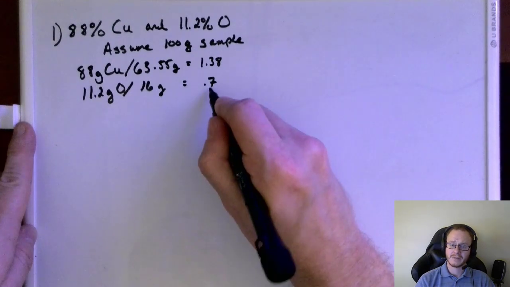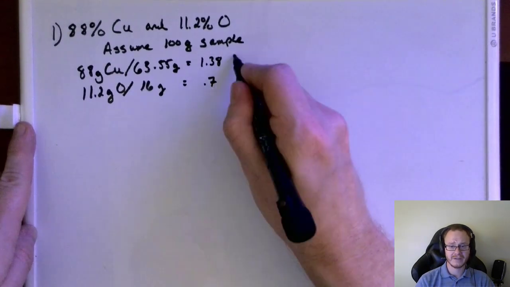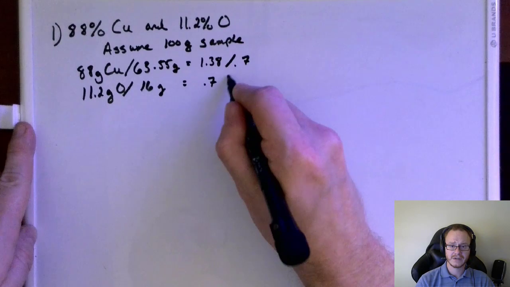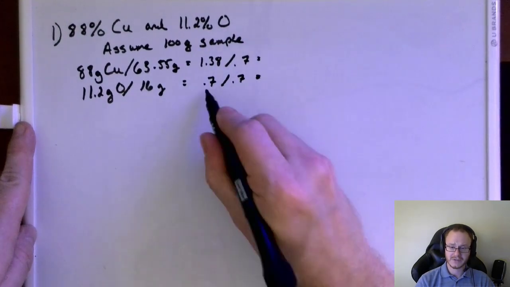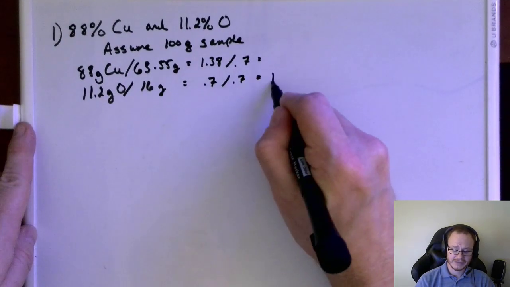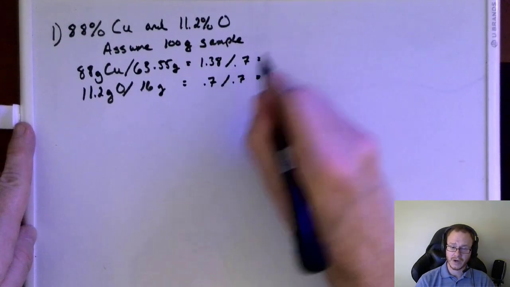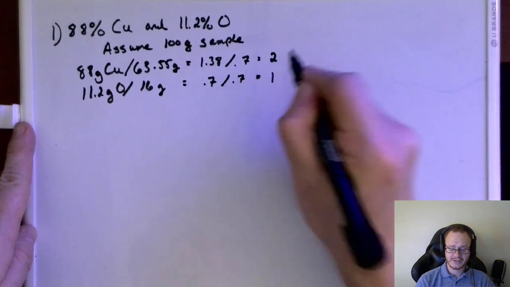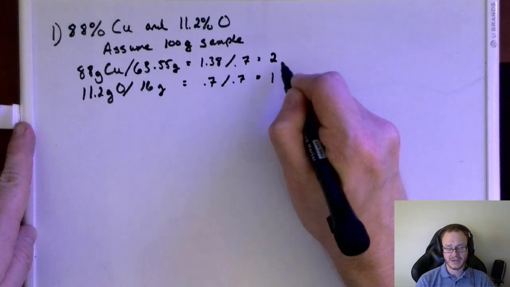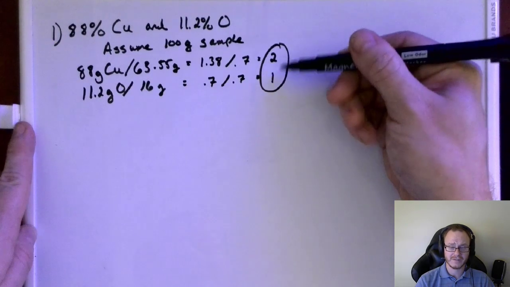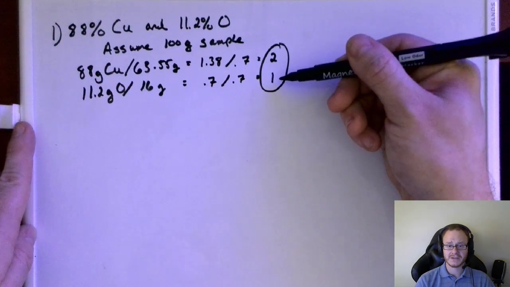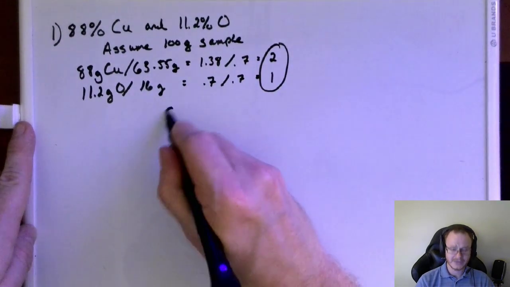From here, I'm going to divide both by the lowest number of moles so that I have cleaner whole numbers. Lowest number of moles is 0.7. This results in 0.7 divided by 0.7 being the easiest, a ratio of 1. But 1.38 divided by 0.7 is close enough to 2 that it might as well be 2. We're going to have to round a little bit here because we do need whole numbers in our final answer. This means it's a 2-to-1 ratio of copper to oxygen.